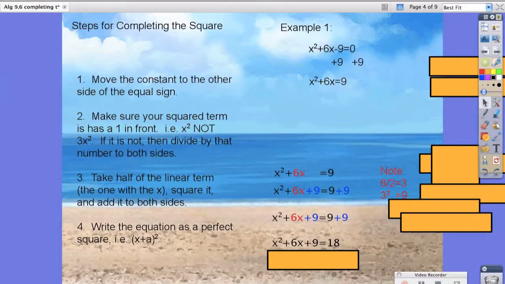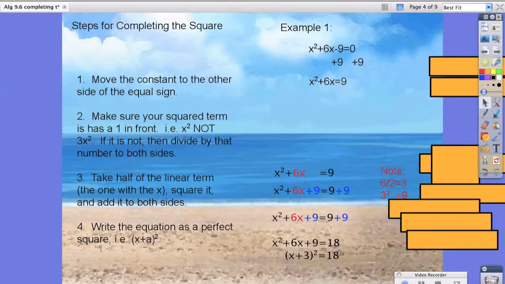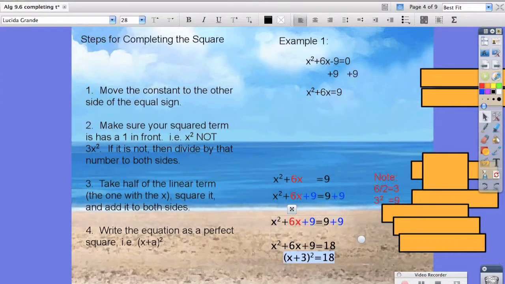Then to do step 4, we write it as a perfect square. I'm going to rewrite that last step. We start with the open parentheses, and we write x, and then we use the sign of the linear term above it, which in this case is a plus sign. So we write plus, and then we take the square root of our constant term, which in this case is 9. The square root of 9 is 3. Then we add the square, because that's what it says in step 4. And of course, equals 18.